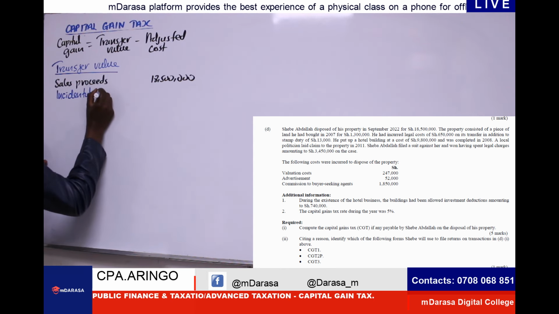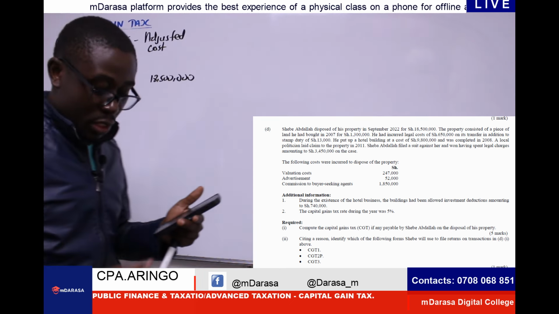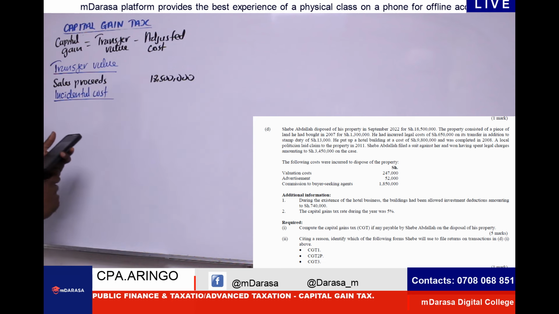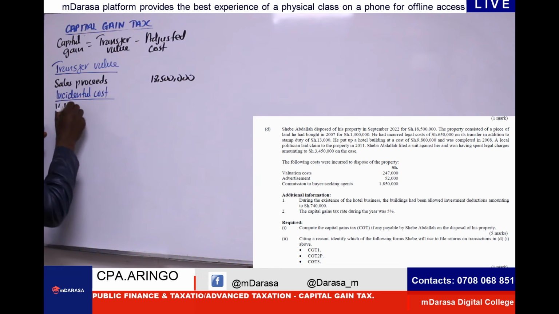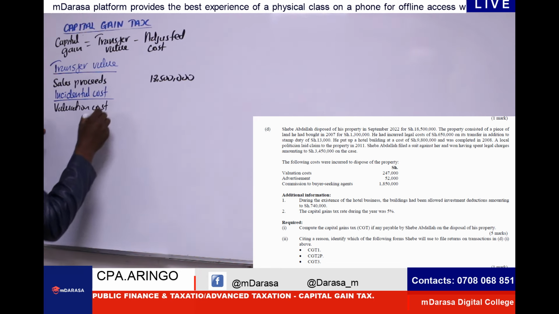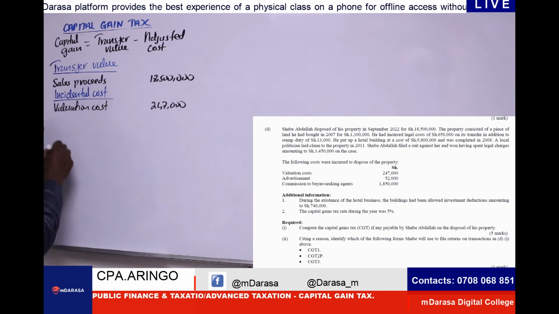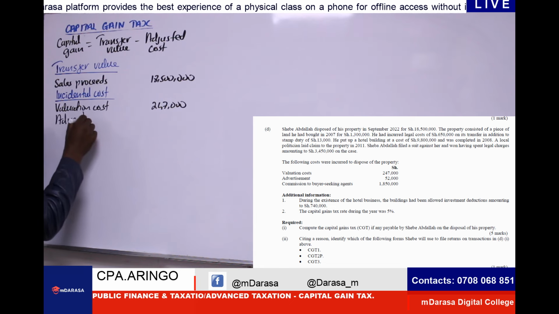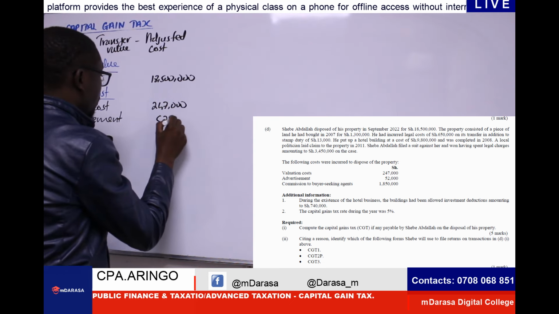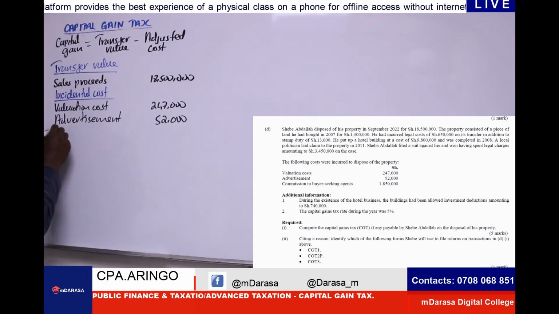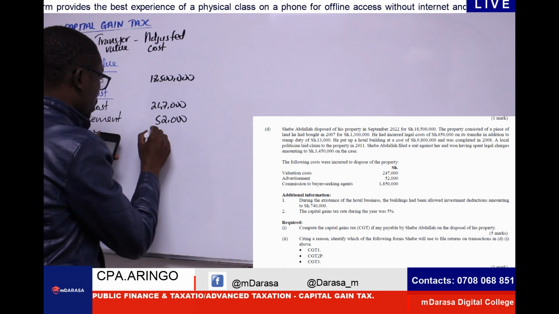Right? Consider incidental costs that we incurred on disposing this property. The incidental costs that we incurred, which clearly we are given there, if you check: the following costs were incurred to dispose of the property. We're having a valuation cost of 247,000. For advertisement, 52,000. Then you're talking about commission, a figure of 1,850,000.